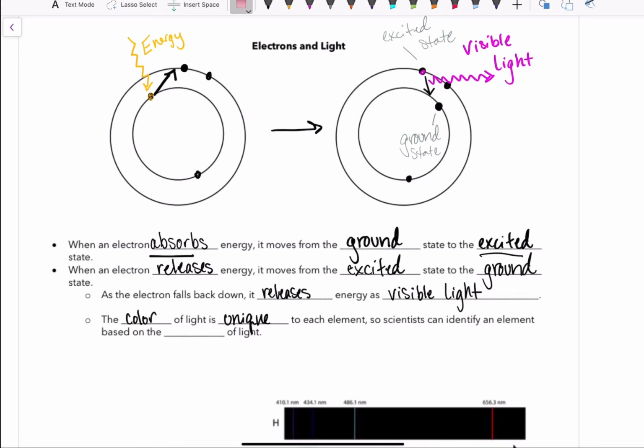And so what we can do, because each of the colors is unique, is scientists can identify an element based on the color of light that it emits. So every single element, all 118 of them on the periodic table, when they absorb energy and then release energy, they emit particular colors of visible light.